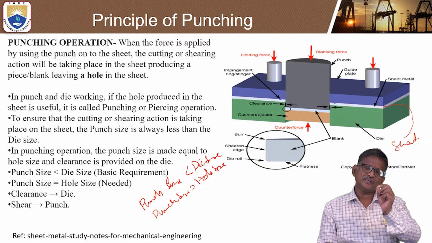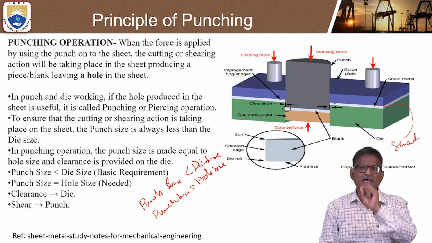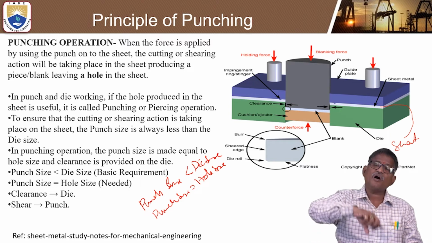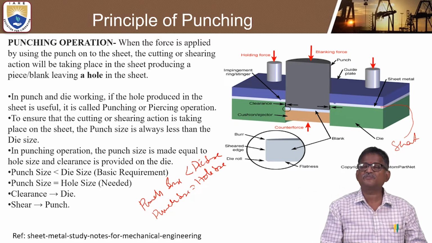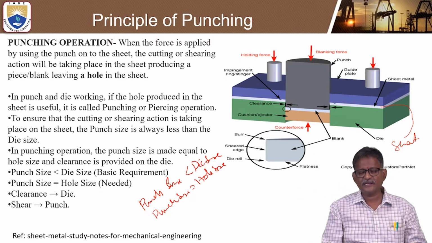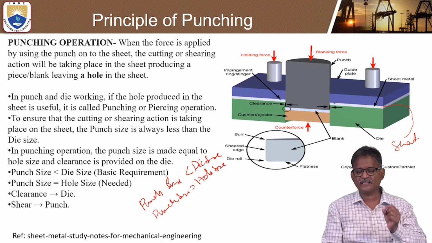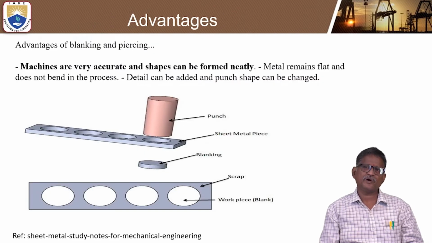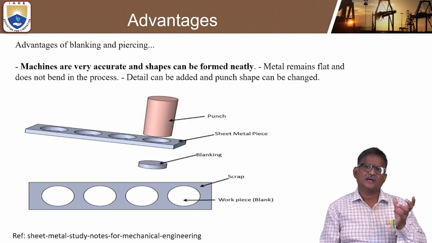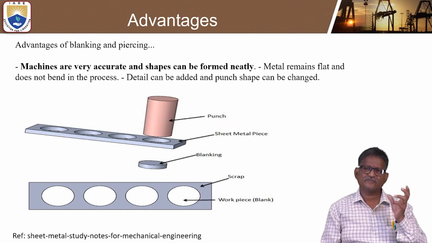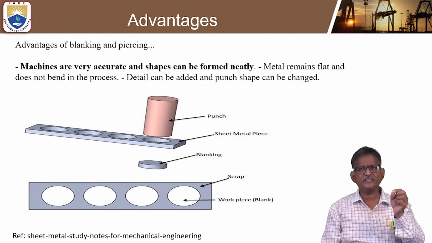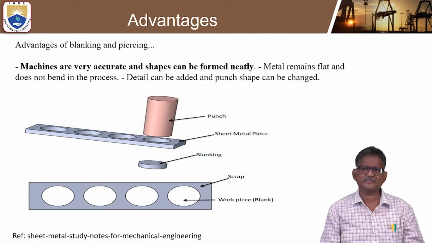Similarly, the principle of blanking is just the opposite: the punched out part, the part that comes out, is called the blank, and there you need to provide the clearance on the punch only, not the die. Let us see some of the important advantages and uses, or merits, of this blanking and piercing process.